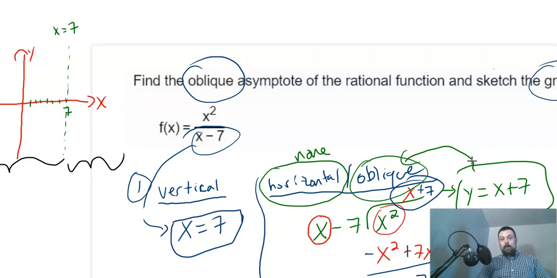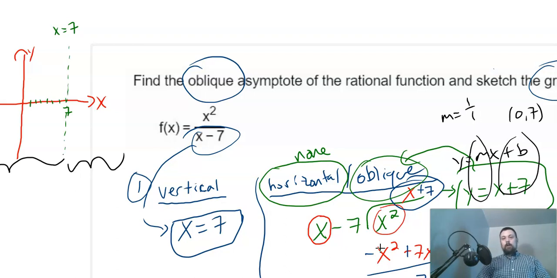So what am I doing here? Okay, so think of this as y equals mx plus b. It's a linear equation. The y-intercept is (0, 7). The slope is 1, which we can think of as 1 over 1. So that means I want to start at 7 on the y-axis. 1, 2, 3, 4, 5, 6, 7, which is up here.